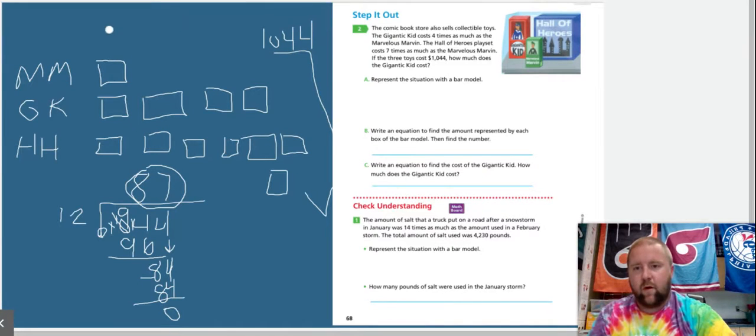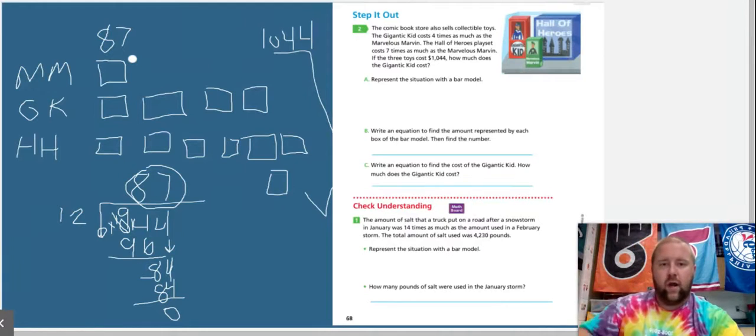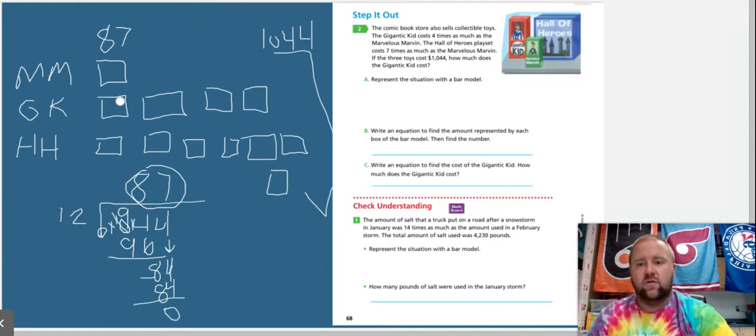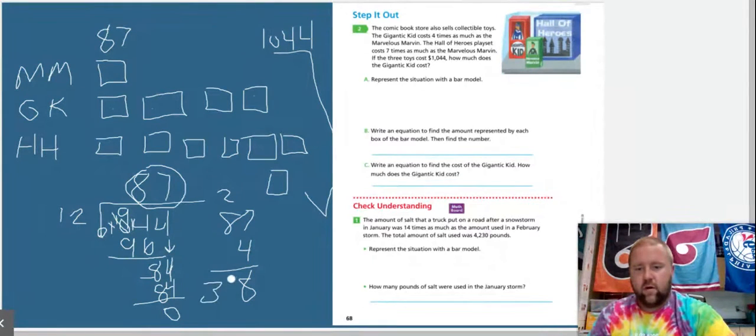So if Marvelous Marvin is 87, because it's the cost of 1, then I need to figure out the Gigantic Kid, and I need to figure out the Hall of Heroes. Well, if each one of these is 87, I have to do 87 times 4. So that's 28, 32, 34. So 348 would be my Gigantic Kid.